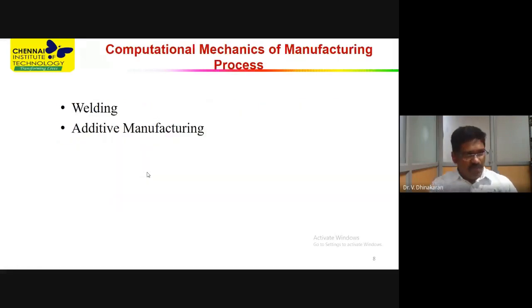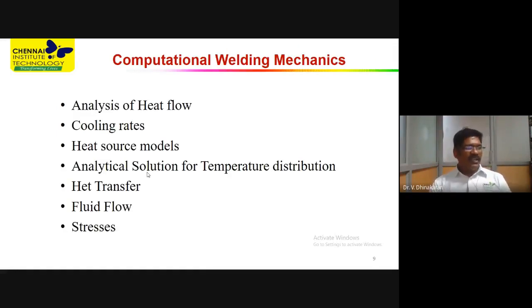So in these two manufacturing processes, I have planned to discuss one is welding and one is additive manufacturing. So these two manufacturing processes will be concentrated on: how the welding process is mimicked to take advantage of computational mechanics, and how additive manufacturing can be utilized to get the solution, using the advantage of computational mechanics. So as I said, computational welding mechanics is the term used when computational mechanics is used to solve the problem of welding.